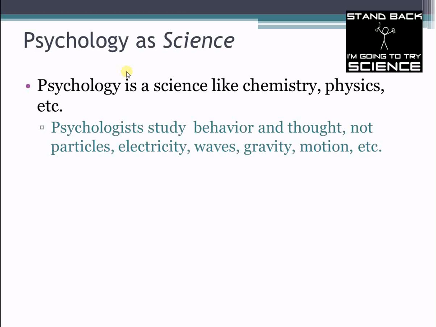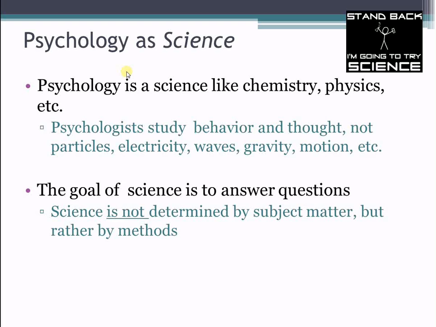So when we think about psychology, psychology is a science in the same way that chemistry, physics, and other disciplines are sciences. The difference between psychology and physics is content. Psychologists study behavior and thought. We study how people think, why they do what they do, as opposed to particles, gravity, the movement of atoms in space, those kinds of things. But what's important is that the goal of science is to answer questions about our world. And science is more about the process by which you go about answering those questions, as opposed to the particular questions that you're asking, as opposed to the subject matter that you're interested in studying.